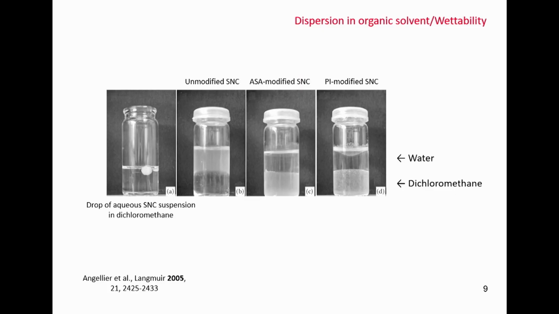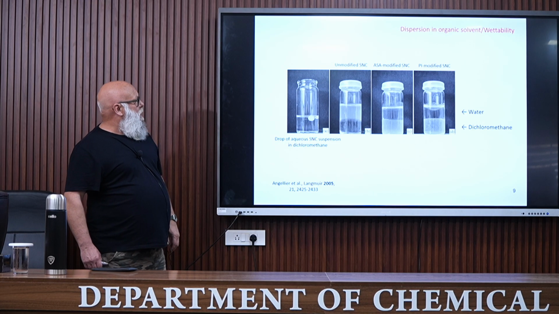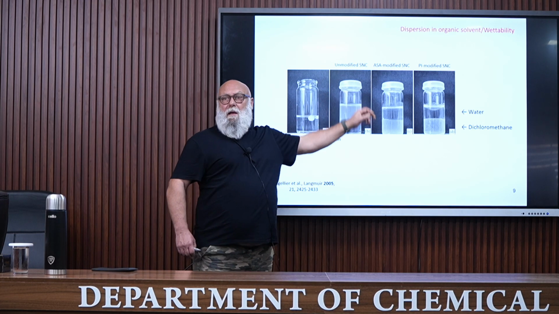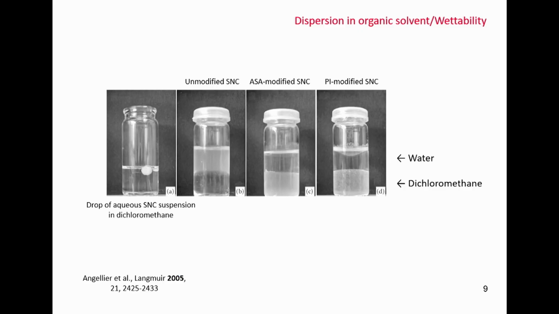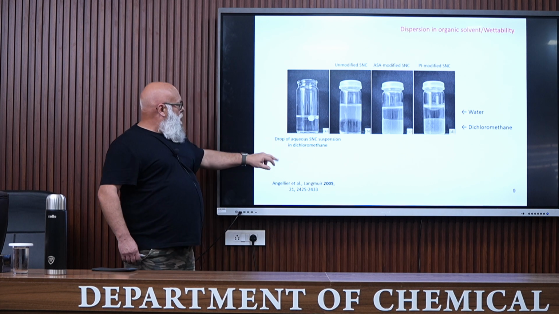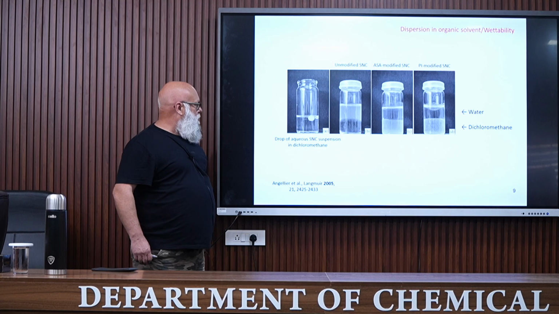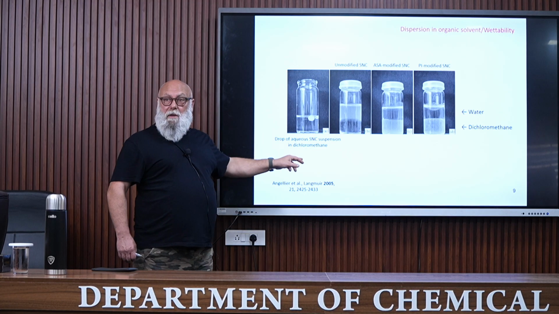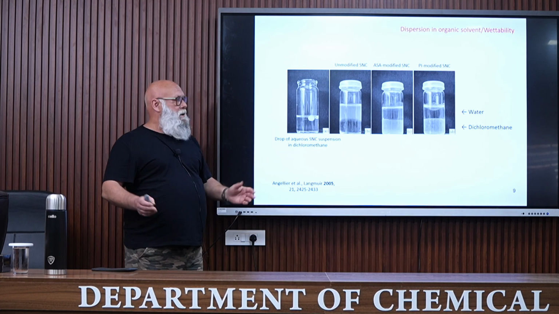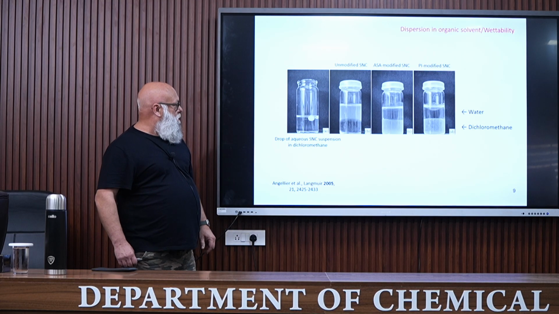This is another one which was a little bit different. In this case, starch nanocrystals have been used, and they have been grafted with ASA, alkenyl succinic anhydride, and polyisocyanate. You have here a photo of a drop of an aqueous starch nanocrystal suspension in dichloromethane. No miscibility, so the starch nanocrystals remain in the aqueous phase.